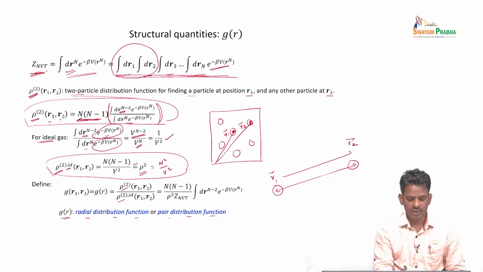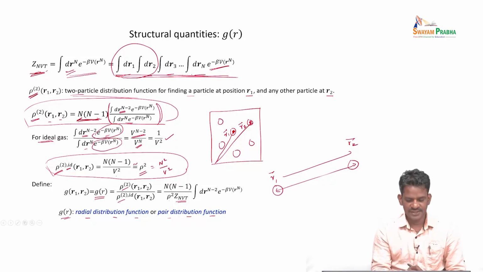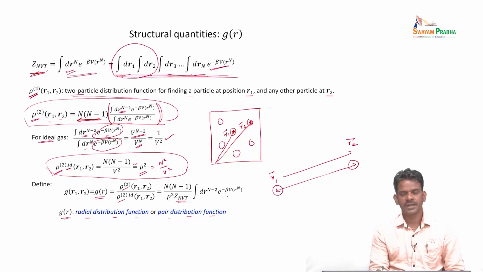So, we already saw rho 2 is given by this expression. So, we write n times n minus 1, the integral. What you see in the denominator can be written simply as Z, the configurational integral, and the ideal part gives you 1 by rho squared. So, this particular function g essentially tells us, relative to the ideal gas situation, what is the probability or distribution function of finding a pair of particles at a distance of r.